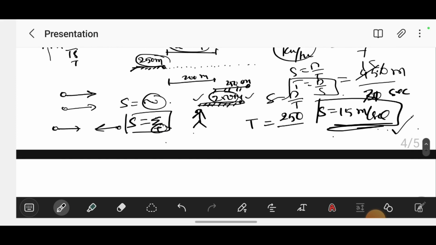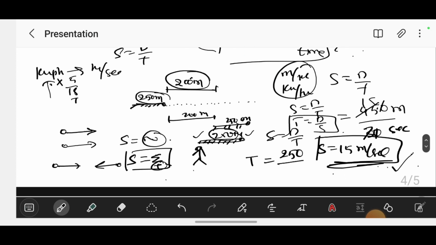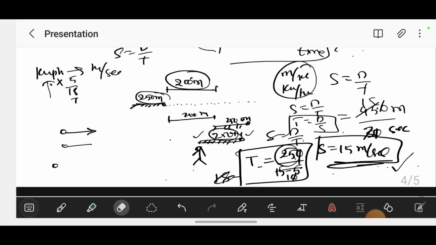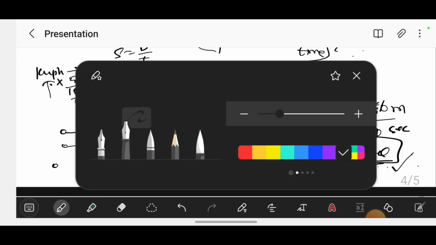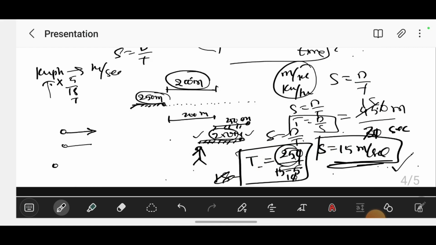Here both are running in the same direction, so what you have to take, 15 minus, okay, here time equal to distance by speed. Now 15 minus, what is the speed of the man? 5 meters per second. So 15 minus 5, it is 10, so 250 by 10. So it becomes, right, the time is 25 seconds.